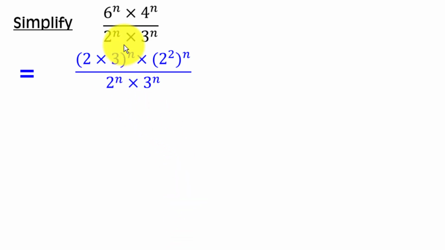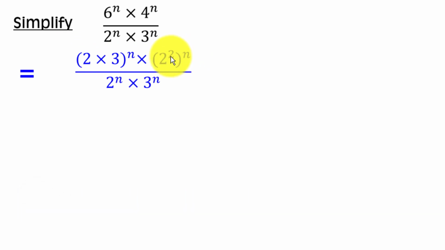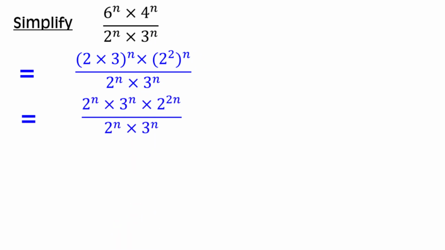Now we have the exponent n as a power of 2 and a power of 3, and we have two exponents here, so we just multiply the two exponents. 2 times n will be 2n. We will get 2 raised to the power n times 3 raised to the power n times 2 raised to the power 2n. Now we have two bases, 2 and 2. We can add the two exponents, n plus 2n, which will be 3n. Now we get 3 raised to the power n times 2 raised to the power 3n over the same denominator.